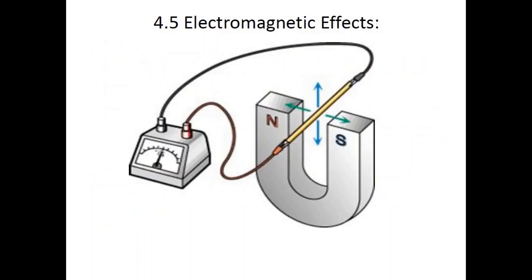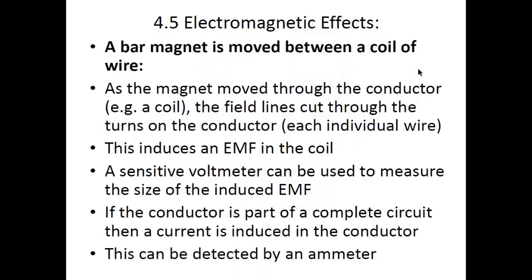If you move it upwards, if the meter is deflecting to this side, then moving it downwards would deflect it to the other side. A bar magnet is moved into a coil of wire. As the magnet moves through the conductor, the field lines cut through the turns on the conductor. This induces an e.m.f. in the coil. A sensitive voltmeter can be used to measure the size of the induced e.m.f.